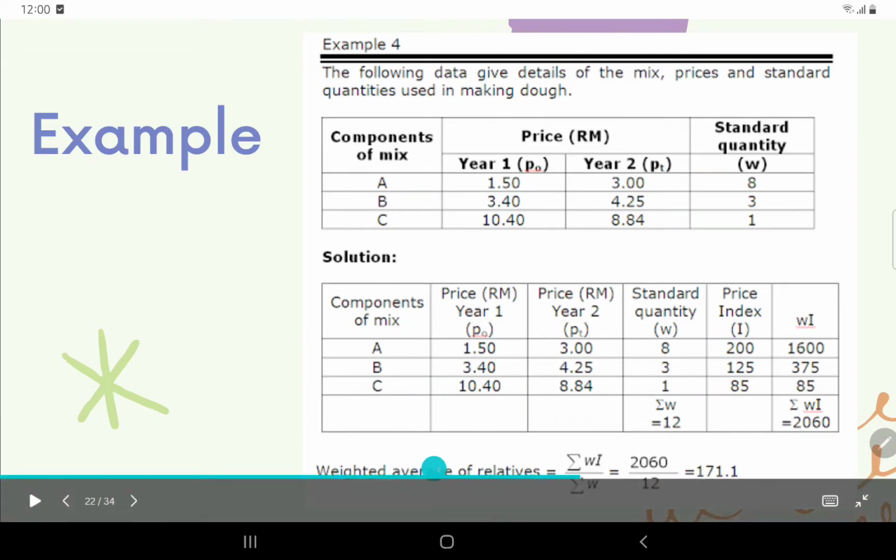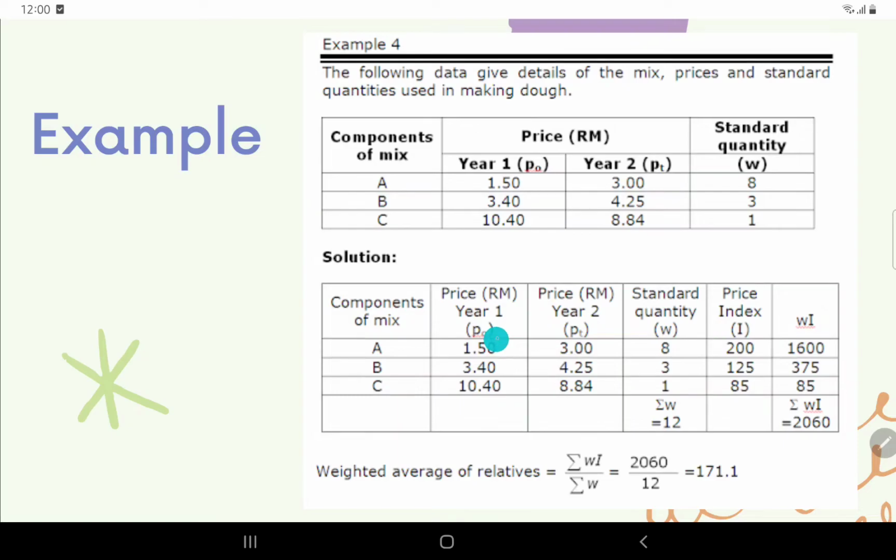Okay, so the solution, kita nak cari weighted average relative. So this is our P naught. Okay, so year 1 is our base, so price for the base year, and this is the price for current year. So ini standard quantity. Okay, quantity dia. And then so for the price index, okay, to find the price index we need to divide the price for current year with the price of base year. Okay, 3 bahagi dengan RM1.5 darab dengan 100, so we will get 200.